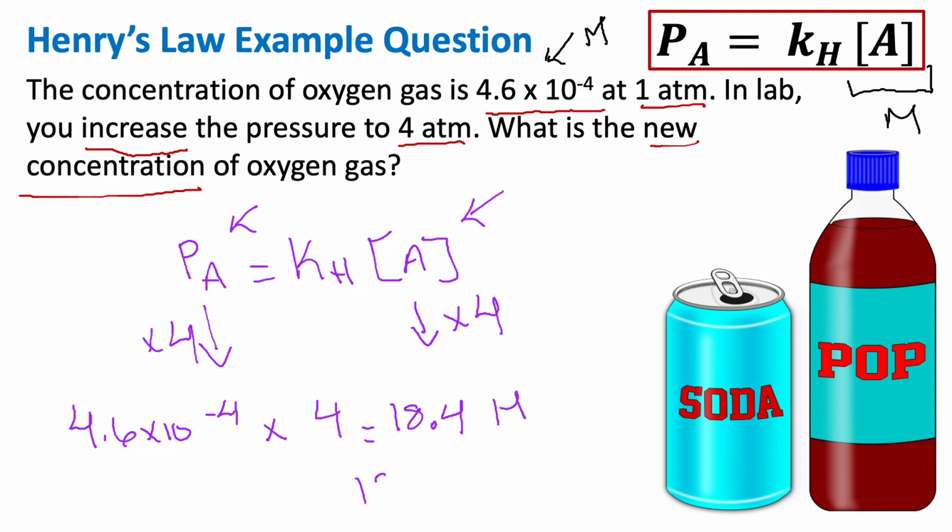18.4 times 10 to the negative 4 molarity. And that's our answer to this question. So what did we do? We knew that if we increase the pressure, our concentration is going to increase because it's directly proportional according to Henry's law. If the pressure increases by 4 times, the concentration must also increase by 4 times. So essentially all we have to do is multiply that 4.6 value by 4.